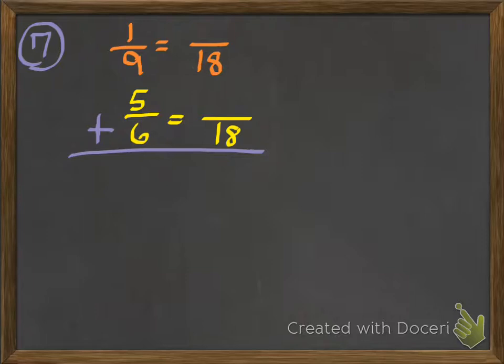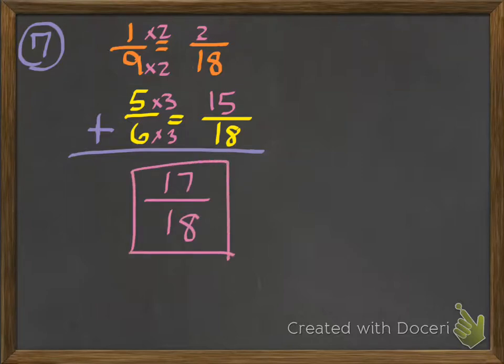Okay, to get from 9ths to 18ths, I had to multiply times 2. Whatever I do on the bottom, I have to do to the top. So 1/9 is the same as 2/18. And then on 5/6, to get that to 18ths, I had to multiply times 3. Whatever I do to the bottom, I do to the top. 5 times 3 is 15. I add that together. 2/18 plus 15/18 is 17/18. And that is my final answer.